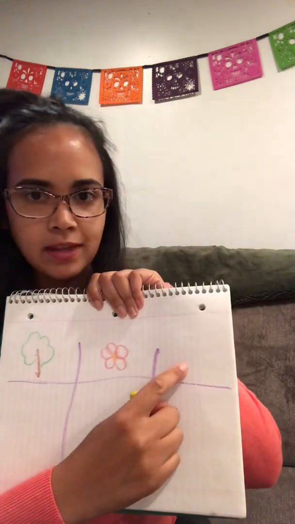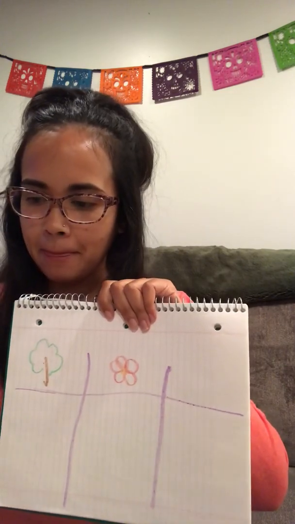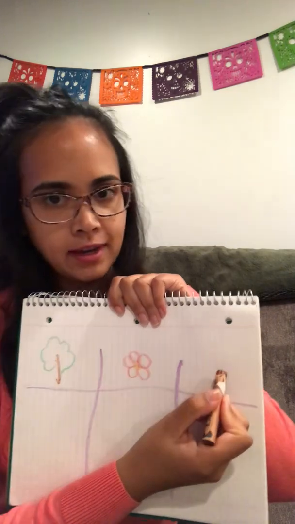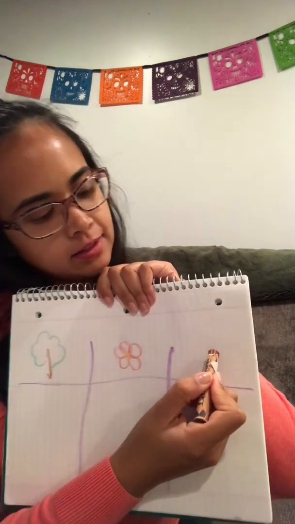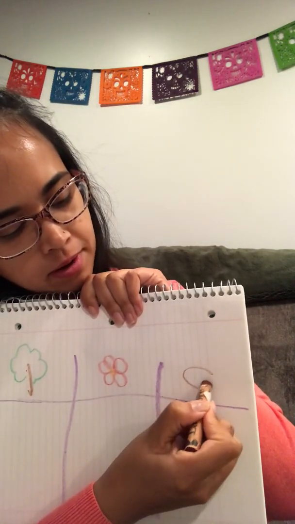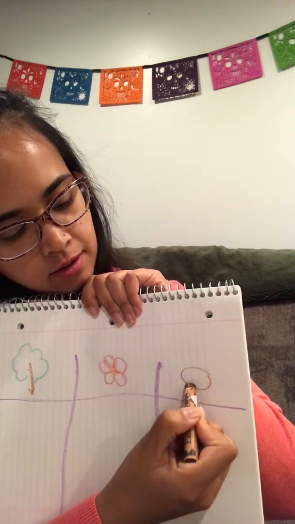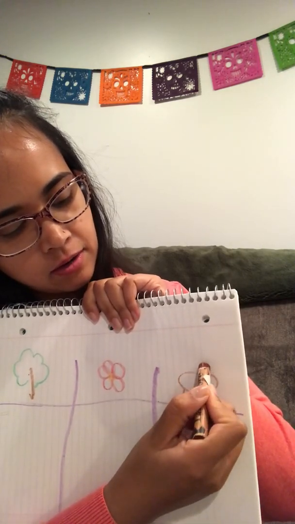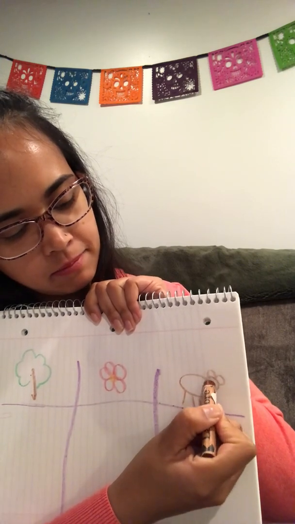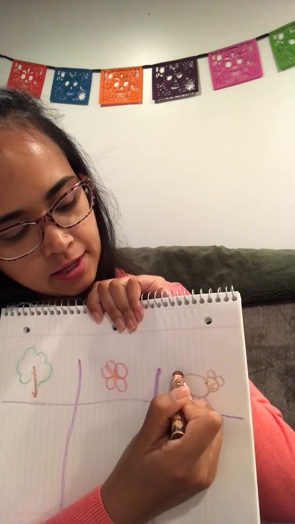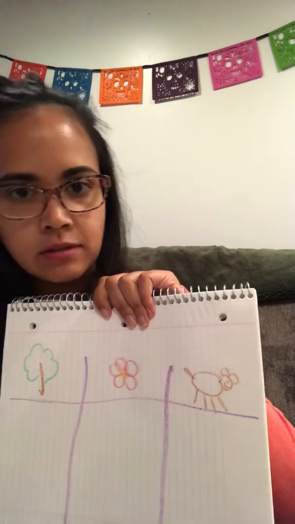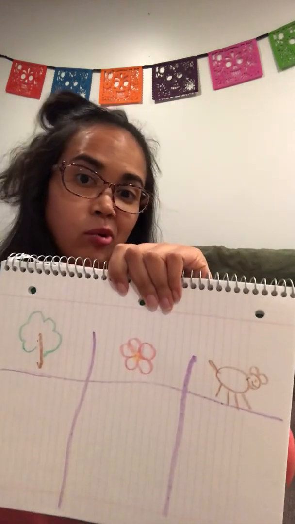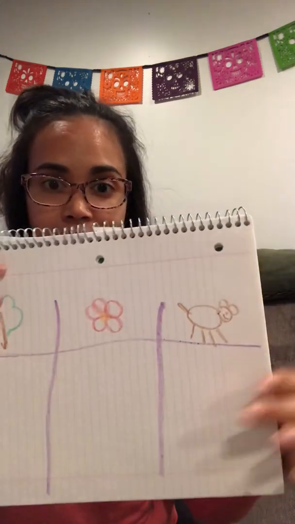And then do you remember what the last thing was I was looking for? Animals. I'm going to do my best to draw an animal, and I'm going to make it kind of like this. Let's see. An animal has a body, and they usually have legs, and they have a head with some ears and a mouth and eyes, and some animals have tails. So there's my animal. It might be a squirrel or a cat. I don't know what I'm going to see when I go outside, but I'm excited to see what I find.